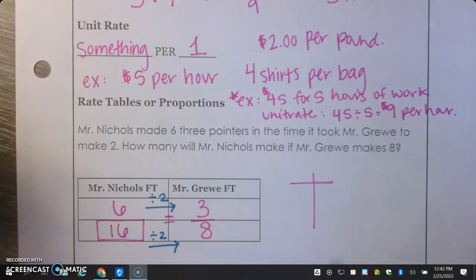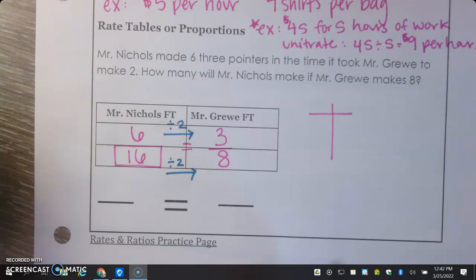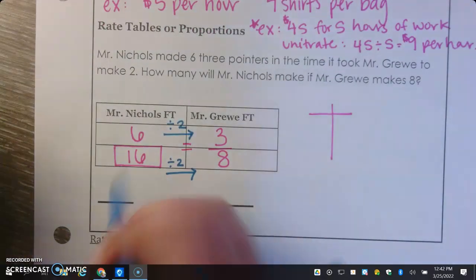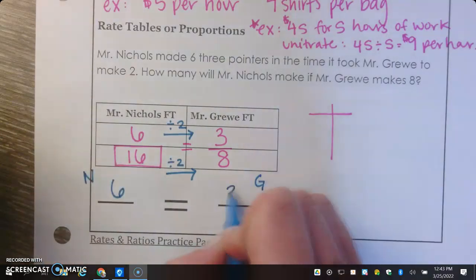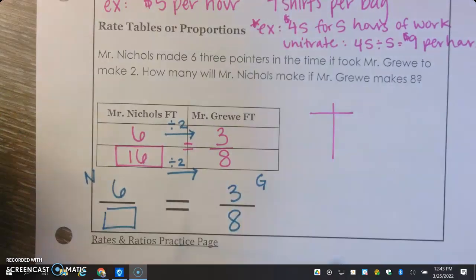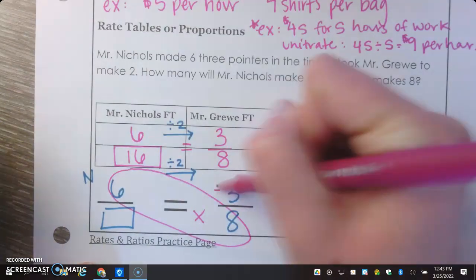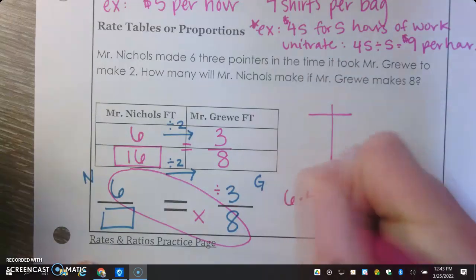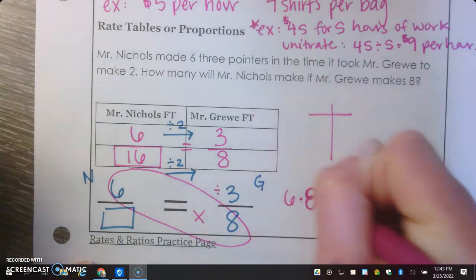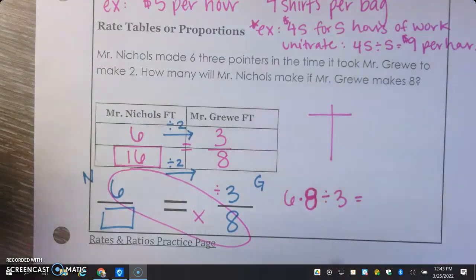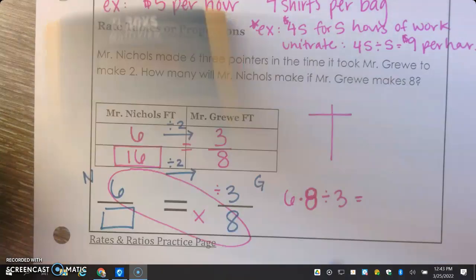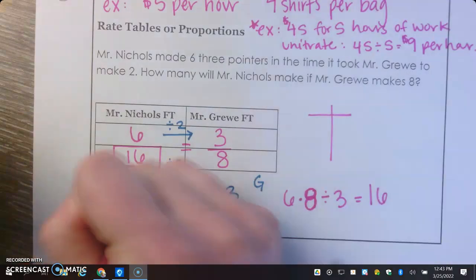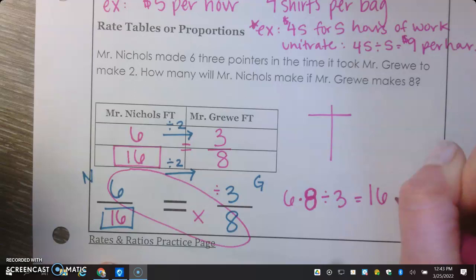Now, maybe your numbers don't work out too well. So instead, you're going to make a proportion. You guys rock at proportions, okay? Filling in my proportion, same thing, right? I've got 6 for Mr. Nichols. Mr. Grew's numbers are over here. He got 3. Then Mr. Grew got 8. We don't know this value. So now I'm just going to cross multiply and divide. So in my calculator, I've got 6 times 8 divided by 3. Grab my calculator. 6 times 8 divided by 3. 16. I get the same thing. So I'd say 16 shots.